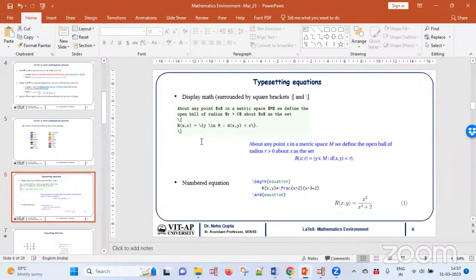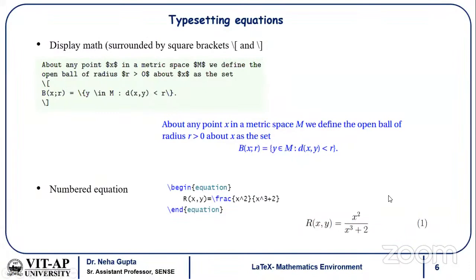Typesetting the equations. First, I'll explain it here, then again we'll go for practice. Your mathematical expression can be written in two ways. The first one is using this bracket, with a slash, the square bracket. It should be closed also. This is the first way to create the mathematical environment.